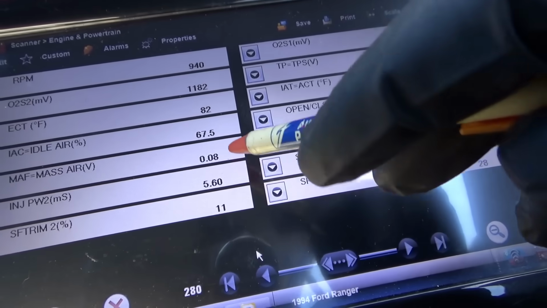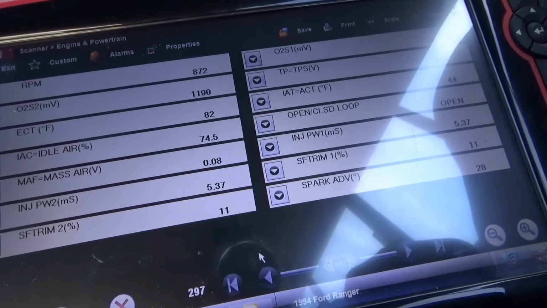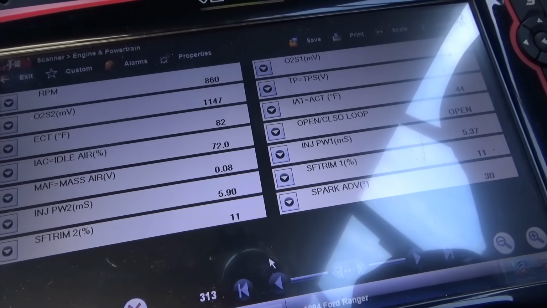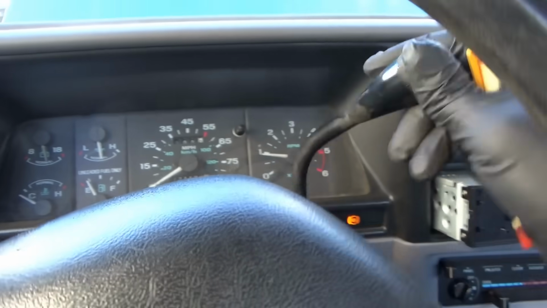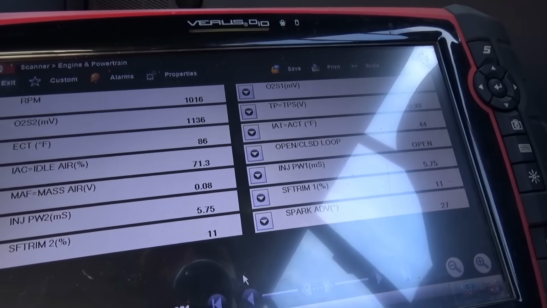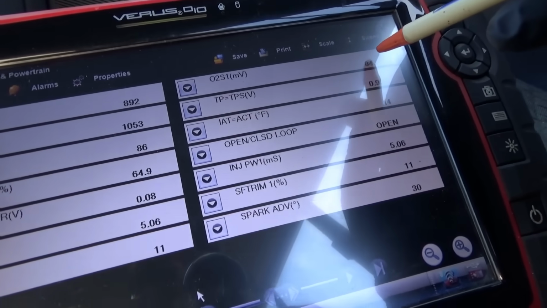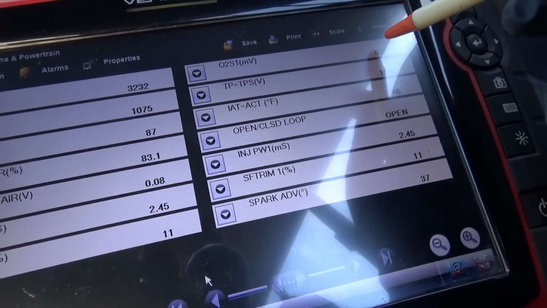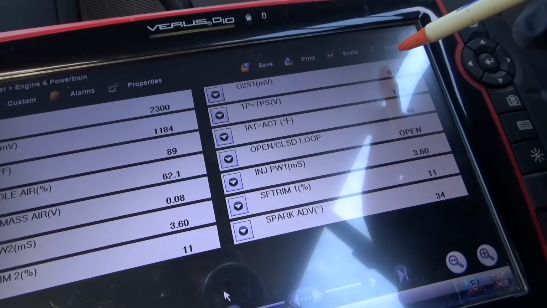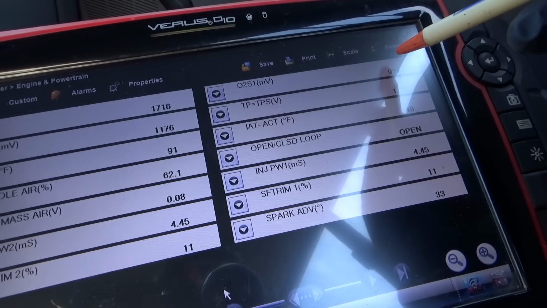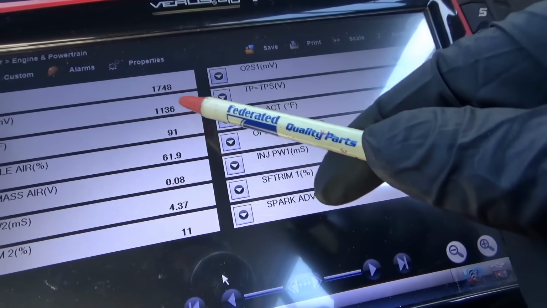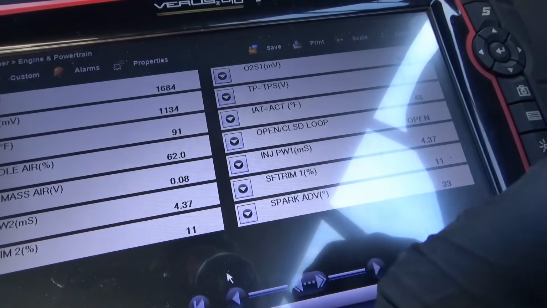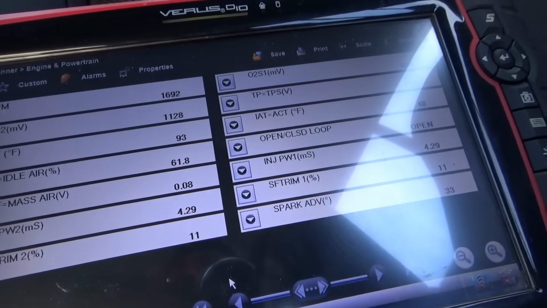We need to figure out why this mass airflow is not reporting at all. Let's just put it back in park. Really not happy in park. See, O2 sensor 1 is definitely active. So the big problem here is the mass airflow sensor, and then on bank 2, this oxygen sensor I think is dead in the water. Probably because it was running so rich for a long time.